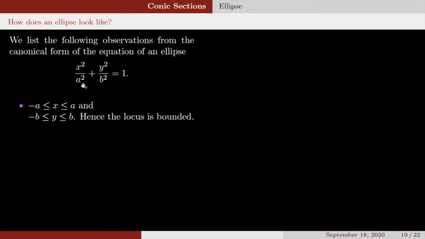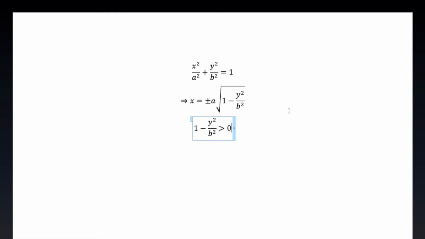Now, over here, you see x cannot go beyond a. X is bounded between minus a and a, and y is bounded between minus b and b. My equation is x squared by a squared plus y squared by b squared equals 1. So from here, what do we get? This is a quantity inside a square root. This entire quantity, 1 minus y squared by b squared, is inside a square root. So therefore this quantity, 1 minus y squared by b squared, has to be greater than 0.